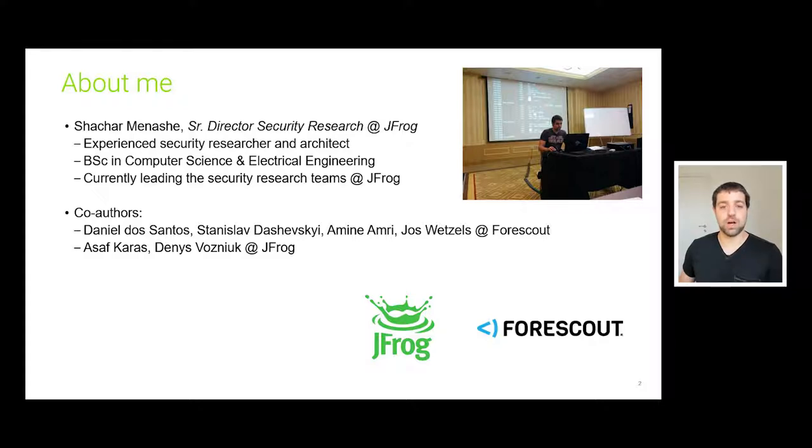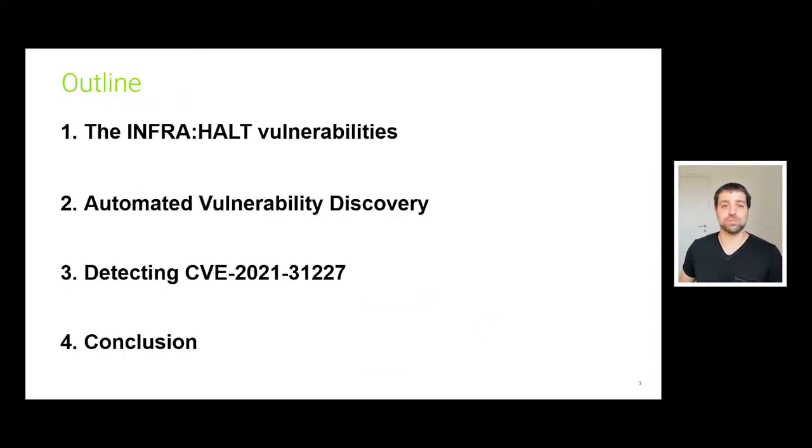Okay, so let's talk about the outline of what I'm going to show today. Basically, first, I'm going to talk about a set of vulnerabilities that we named the INFRA HALT vulnerabilities. It's a set of 14 vulnerabilities that we disclosed, JFrog in collaboration with Forescout, in an embedded TCP/IP stack. So we'll get into that. What were the found issues? What's the impact of each issue, etc.